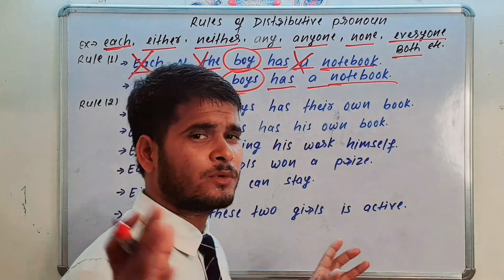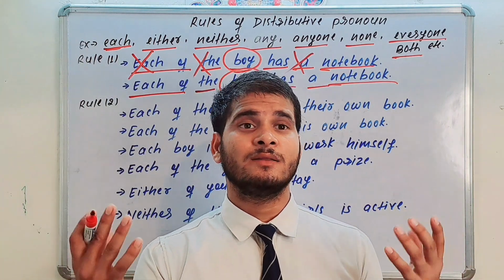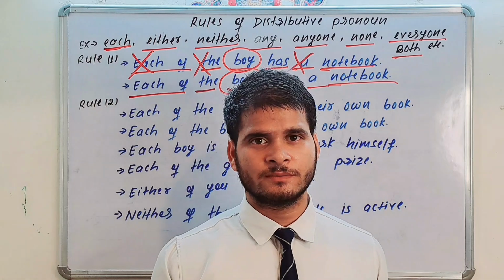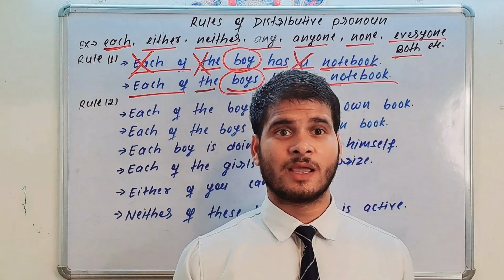A plural noun and plural pronoun are used after each of, either of, neither of. This is your first rule. Now let's move to the second rule. And what is the second rule here?